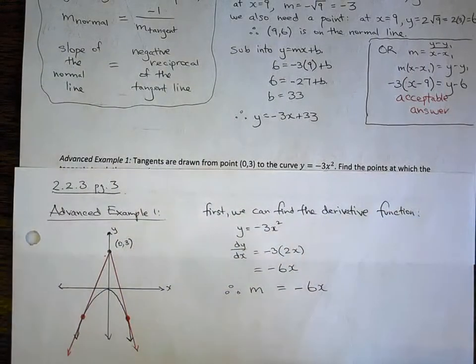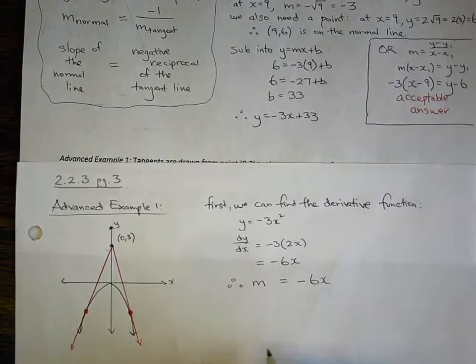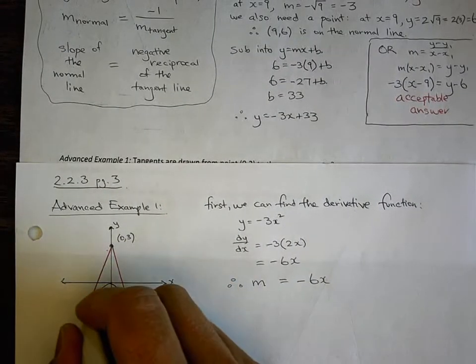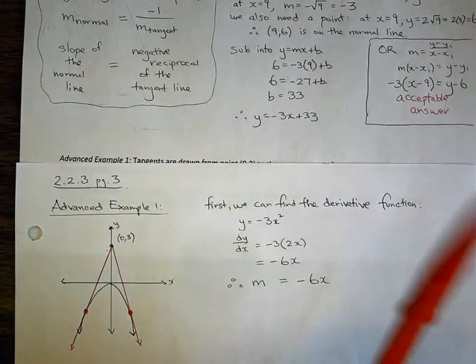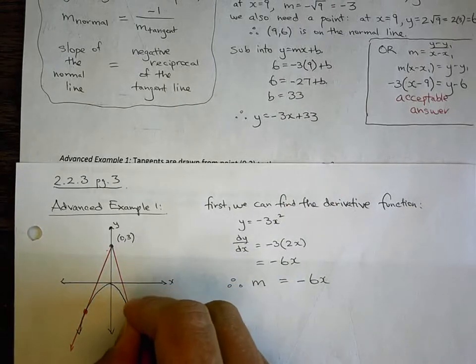But this is the technique. This is the more advanced technique. So what we're going to do is label this point. We're going to call it P (x, y).